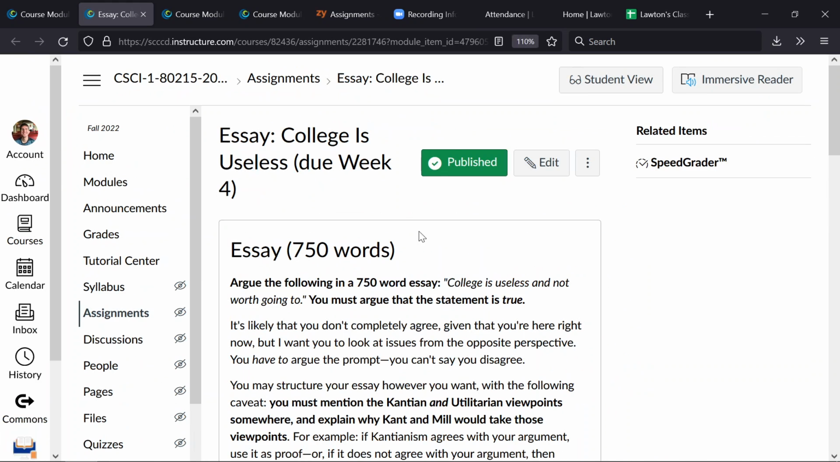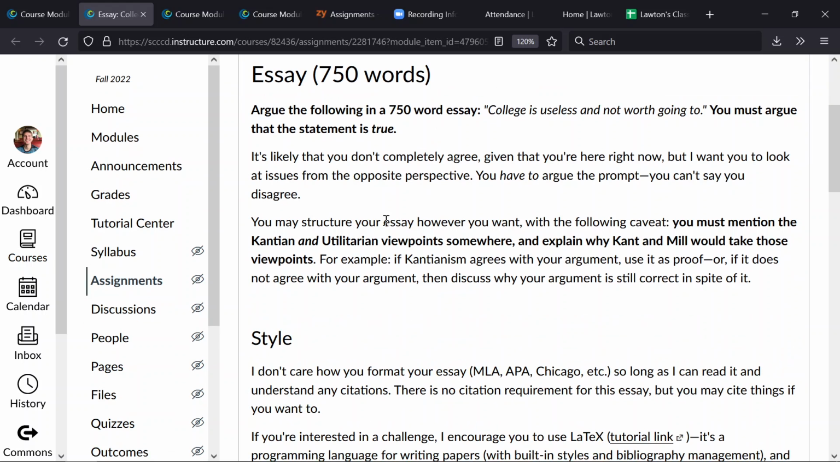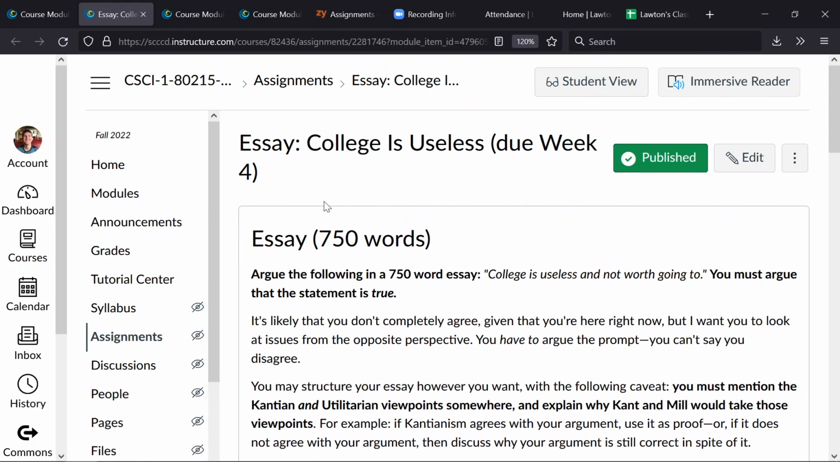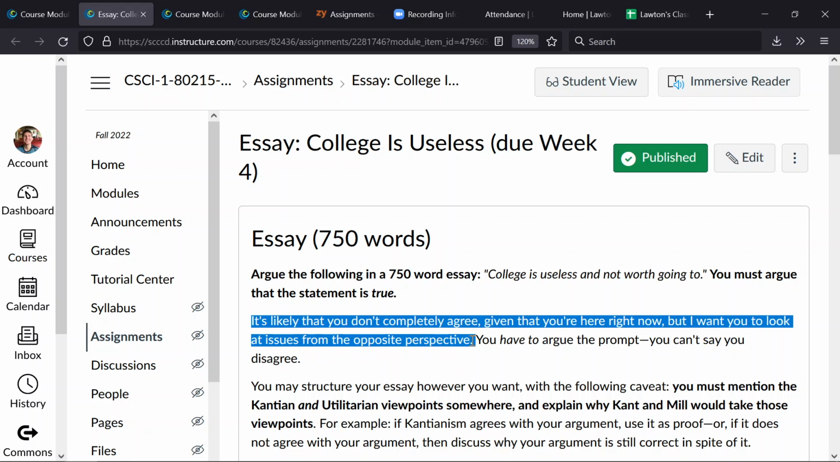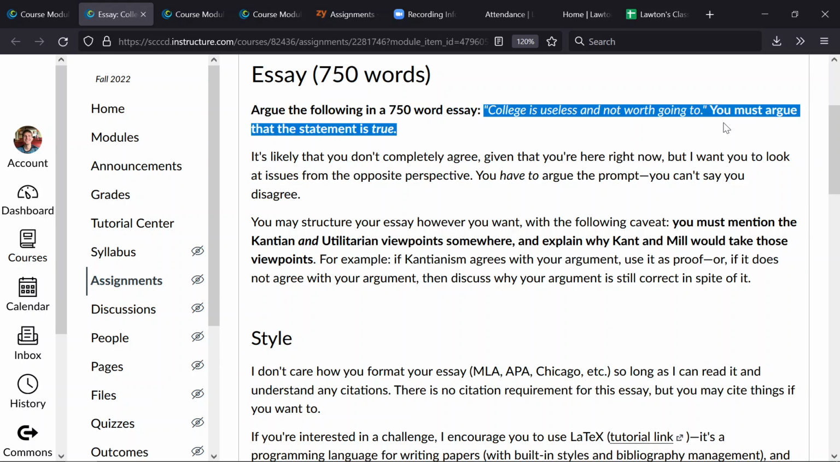It's going to be a 750-word essay. So I was building you up to this point. All right. Your essay is the following. I want you to argue this, even if you don't believe it. I want you to argue that college is useless and not worth going to. That is your prompt. You are forced to argue that. You must argue that that statement is true, even though you're sitting in this class right now. Okay? You probably don't completely agree since you are sitting in this class right now, but you need to learn how to look at things from the opposite perspective. You have to say that college is useless. You have to argue this. You can't say no. I'll give you a 0 if you say no.